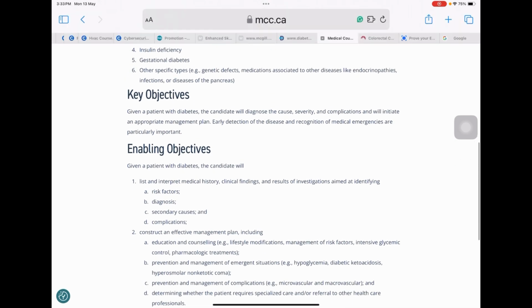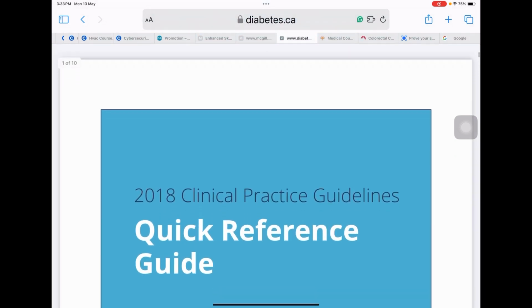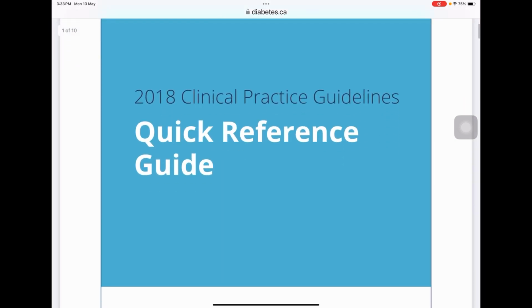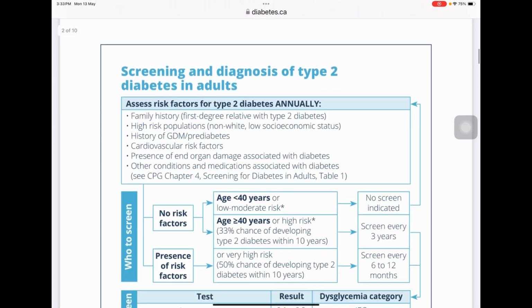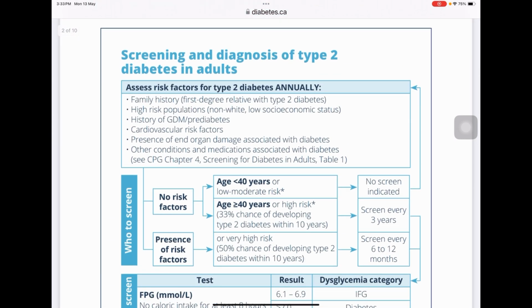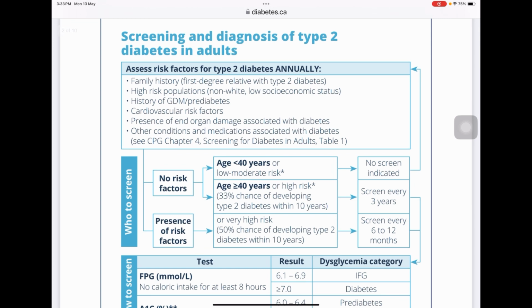So let's go ahead and start with the guidelines. This is the 2018 clinical practice guidelines quick reference guide, published in 2018. These are the latest guidelines for diabetes in Canada. So screening and diagnosis, how do we start? These are the risk factors for type 2 diabetes that we need to assess annually. Whenever the patient comes into the office for a periodic health check, we need to make sure that we are checking if the patient has a family history of diabetes.